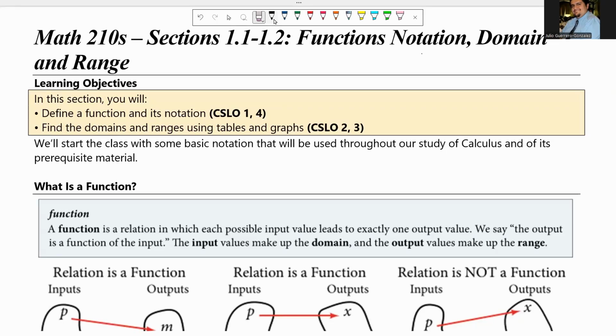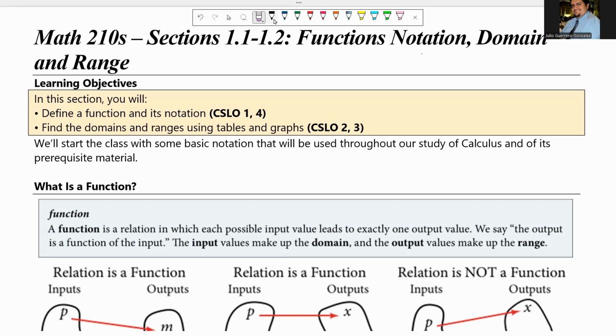Hello, everyone. This is the lecture for sections 1.1 to 1.2 for Math 210S: functions notation, domain, and range. Okay, so we are starting from scratch for learning calculus. There's a bunch of stuff that we need to cover beforehand. In particular, for this section, we're going to be covering how we represent functions, how we represent stuff in the mathematical world. That is our functions notation.